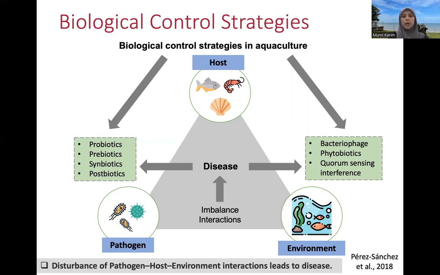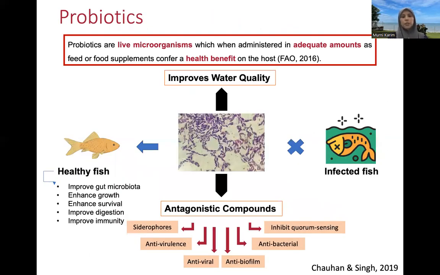Okay, so I'm focusing on probiotics because in my lab I develop probiotics. I develop probiotics for fish and also for shrimp, for aquatic animals. So, the definition of probiotics: a probiotic must be a live microorganism. When you consume it in an adequate amount, okay, this is very important, amount yang betul, adequate amount, then it will confer a benefit.